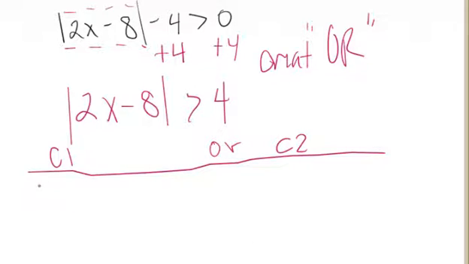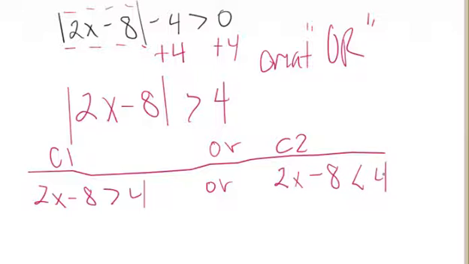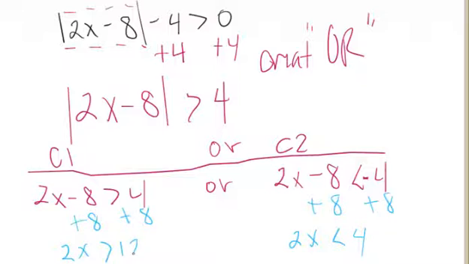Okay, so we get 2x minus 8 is greater than 4, or we get 2x minus 8 is less than 4. So we have to do the sign switch of the inequality, and it becomes a negative 4. From here, we're going to add 8 by using inverse operations. Got to get rid of everything adding or subtracting first. So this ends up with 2x is less than 4. Then we get over here 2x is greater than 12.